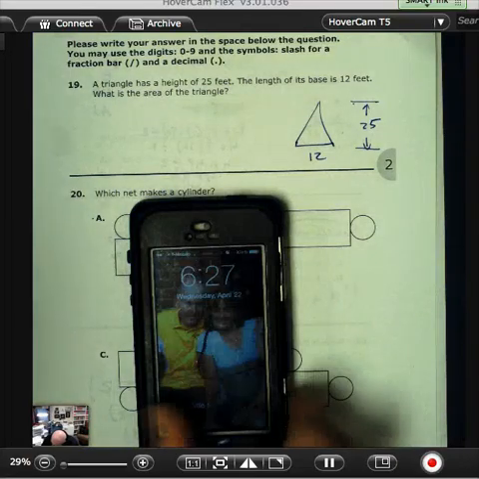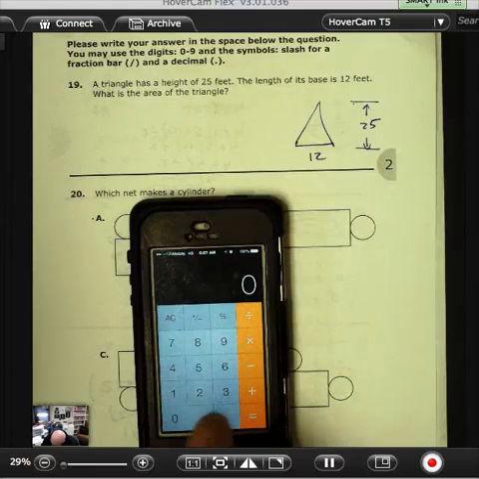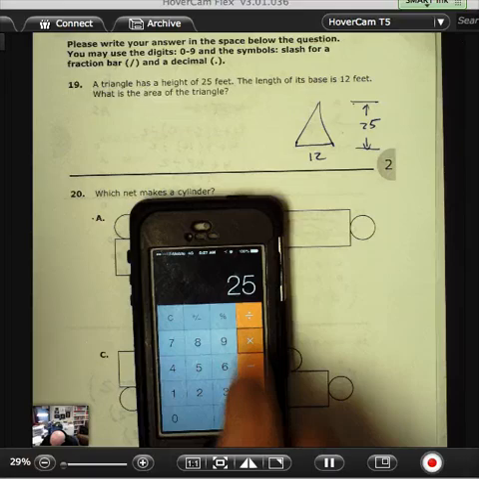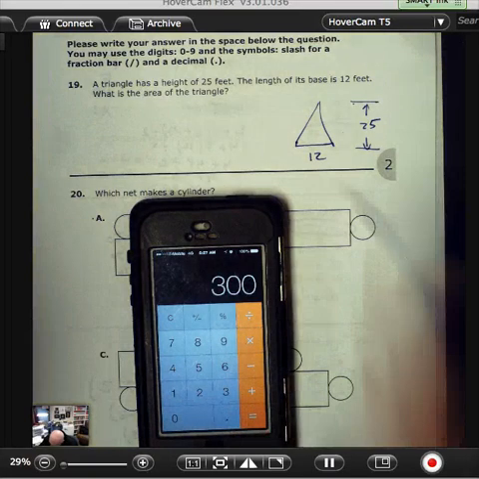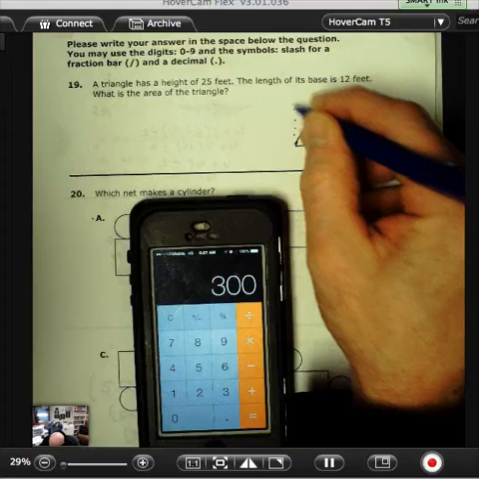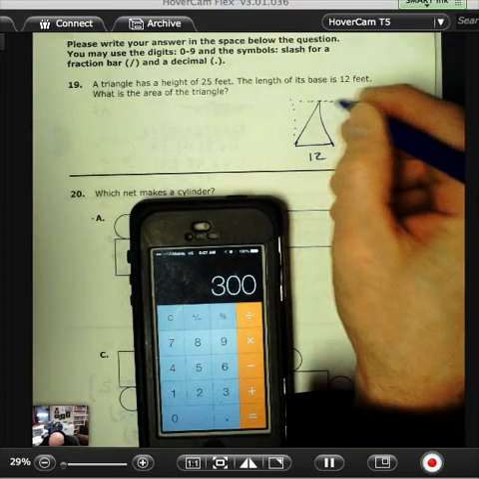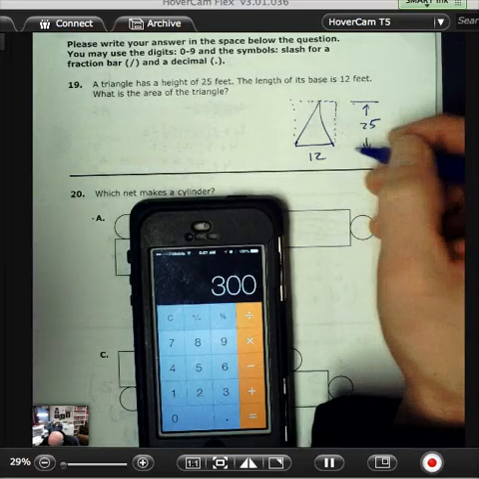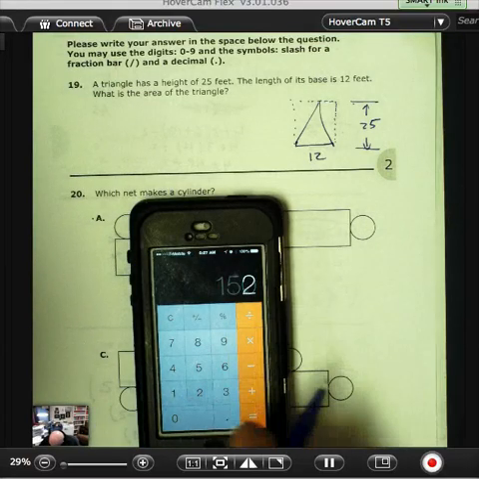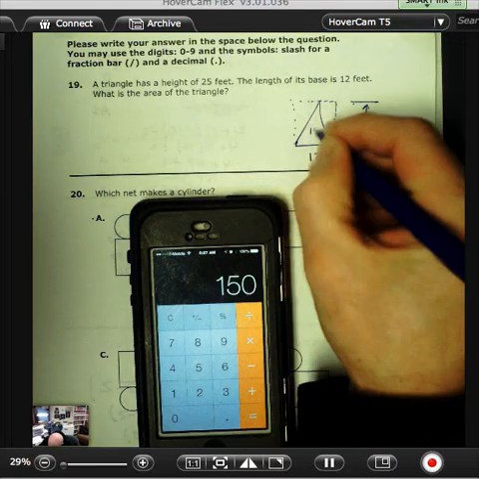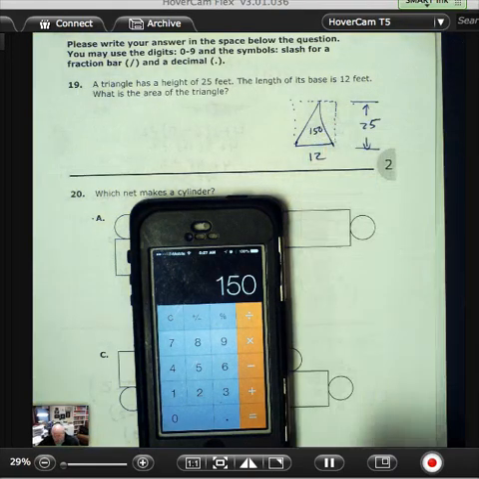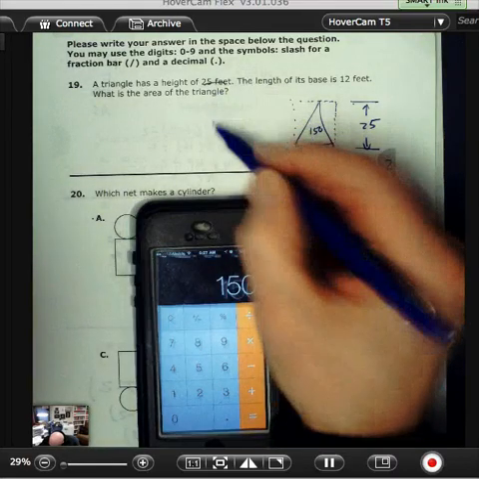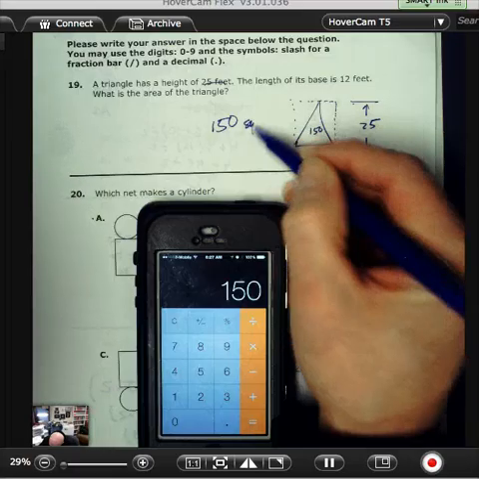I guarantee you're going to see this someplace on the 5th or 6th grade MCA. So I'm just going to take the 25, the height, times that base, the 12. I could have done that in the other order too. So I got 300. But keep in mind, 300 is not the area of the triangle. 300 would be the area of that rectangle. So that divided by 2 is 150. That would be the area. So 150 square feet.